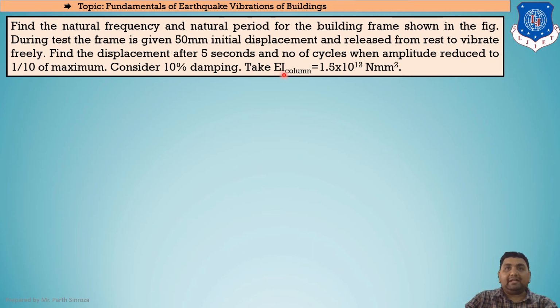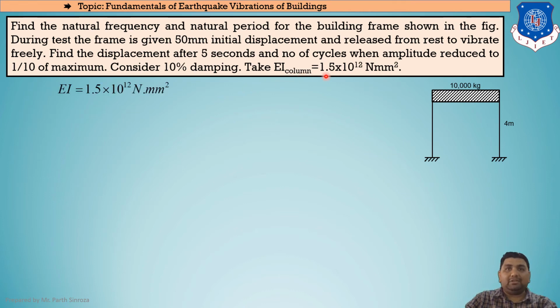And it is asked to take EI of column equal to 1.5 into 10 raised to 12 Newton mm square. EI of beam is not given. If EI of beam is not given, then we always assume it to be infinity. Clear? Because we are assuming our beam to be always rigid in nature. Now this figure is given in the question. It is a portal frame, as you can see here, having equal columns of length 4 meters. It is fixed on both the columns, and a mass of 10,000 kg is resting on it. So now first of all we will be writing the data that has been given in our question. So EI is given in the question to be 1.5 into 10 raised to 12 Newton into mm square.